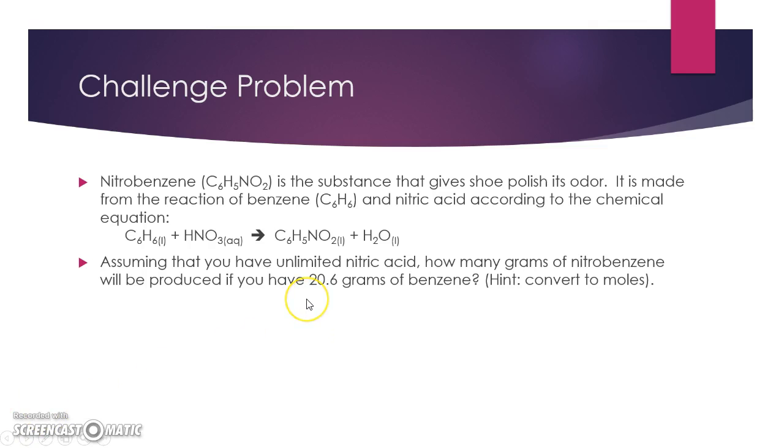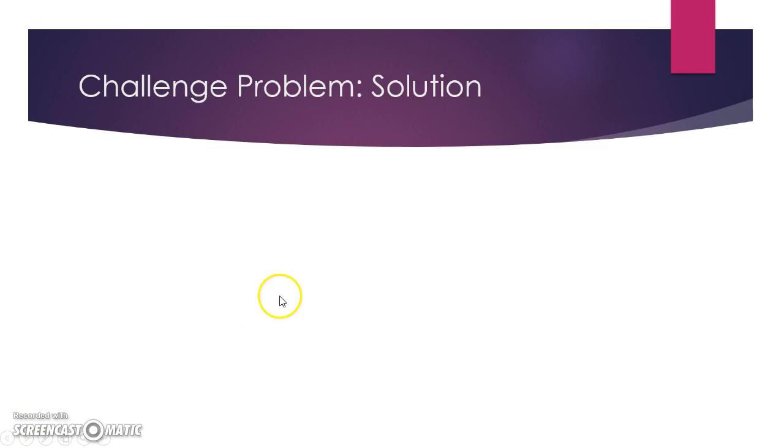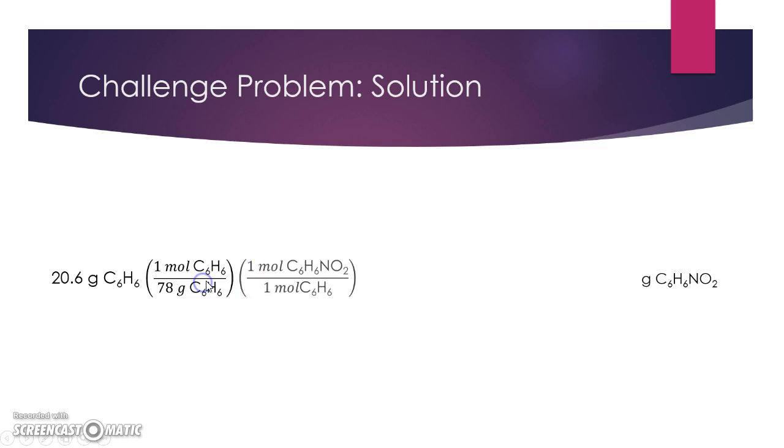Alright, I'm back. Here's the solution. So, first, you put it on the left, and then right. Then this is what you should have gotten for your first equation, second, third. So you're converting from grams into moles, and then moles into moles, and then moles into grams. And that turns out to be 20.6 times 123 divided by 78, which equals 32.5 grams of nitrobenzene.